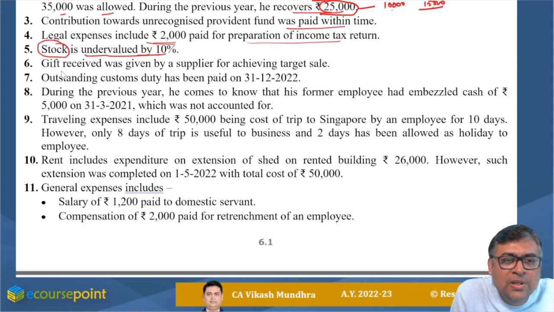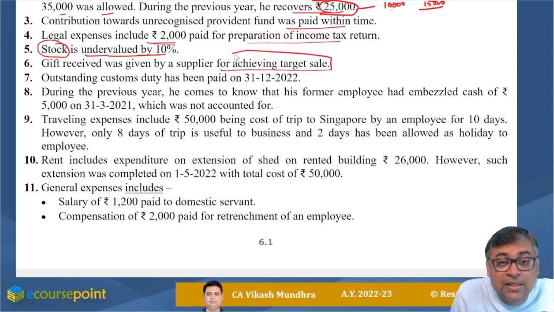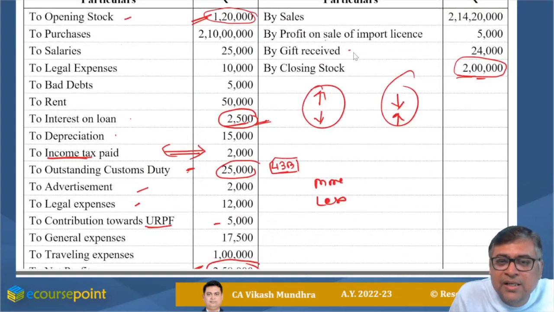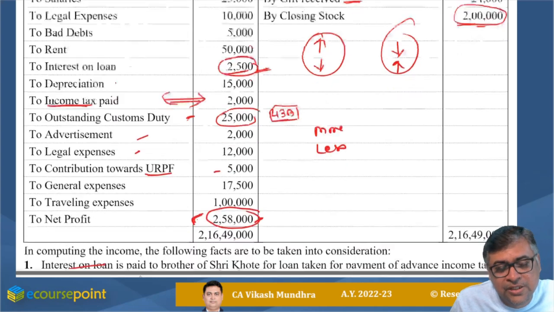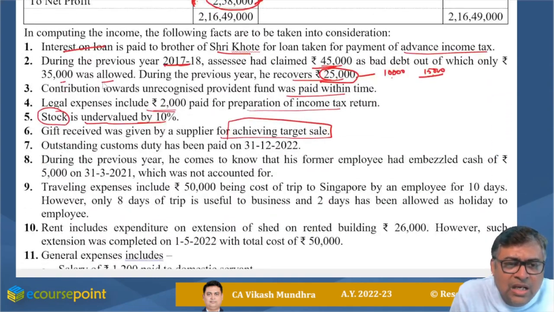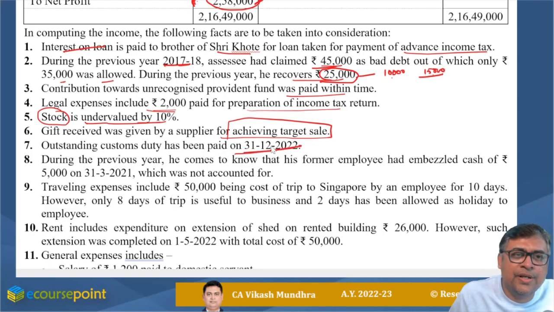Now next one, gift received from the supplier for achieving target sale. This is for achieving target sale, that is incidental to my business. Henceforth nothing is to be done in respect of the gift received by me, because it should be taxable under the head PGBP. Now next one, outstanding custom duty has been paid on 31st/12/2022.